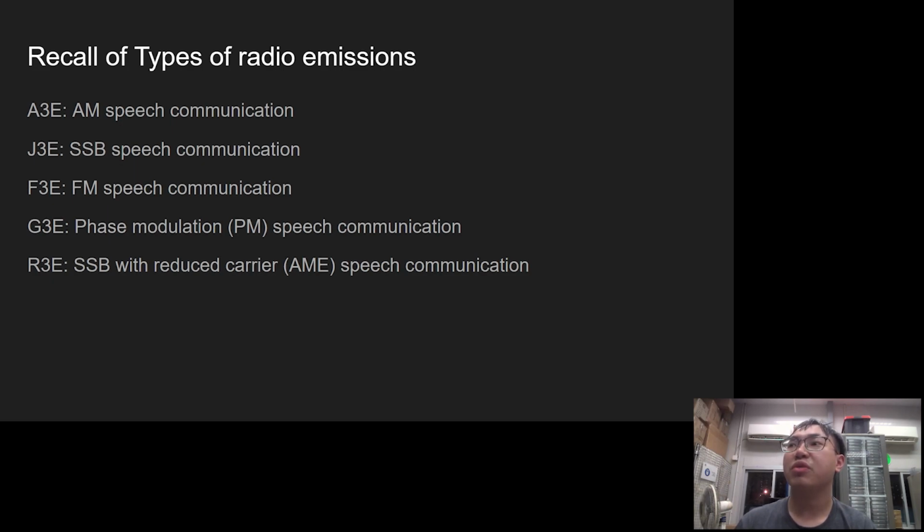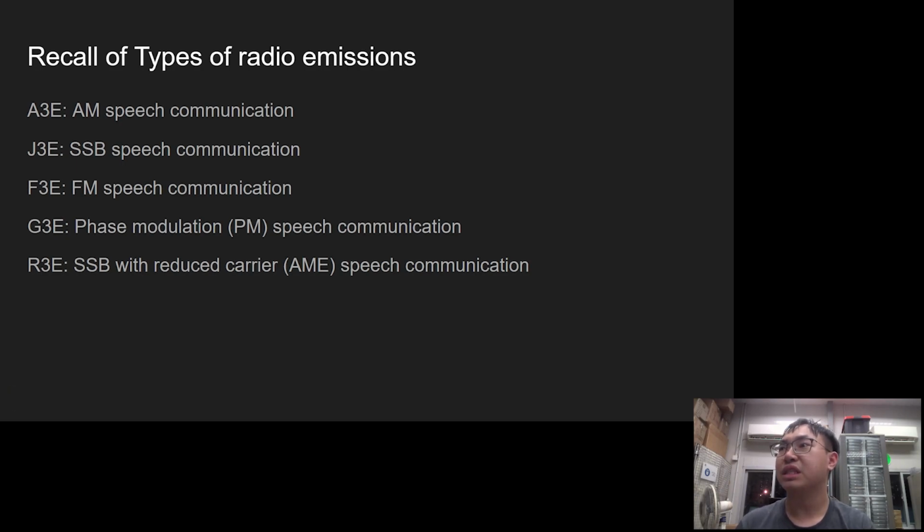So A3E, once again, what is A? A means AM, okay? J means SSB, single sideband. And they will have a different initial for DSB-SC. I forgot the word. Let me check it at a later time. But if they ask you about AM, you know that they have a carrier. J is SSB, no carrier.